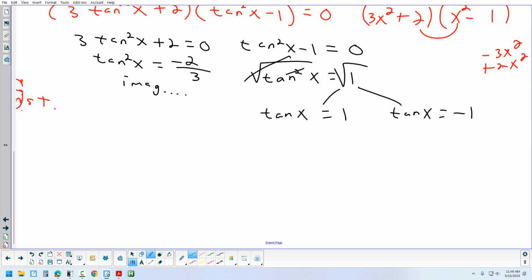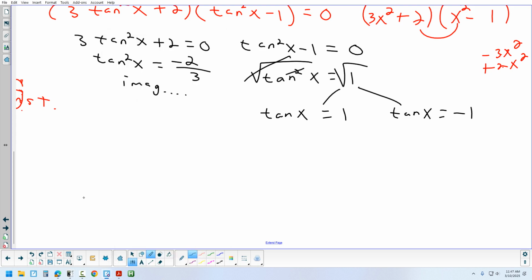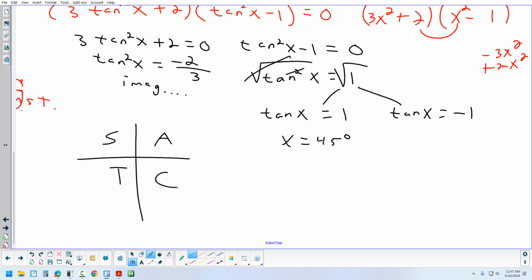Now, how are you going to get rid of tangent? Take the inverse tangent. Now we can take the inverse tangent. Just trust me: if you take the inverse tangent of 1, you get 45 degrees. Is 45 degrees in a quadrant or on an axis? It's in a quadrant. Where did we just get an answer? Quadrant 1. Where else is tangent positive? Quadrant 3.